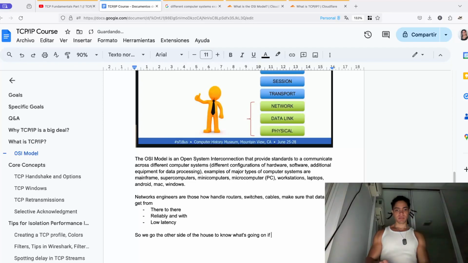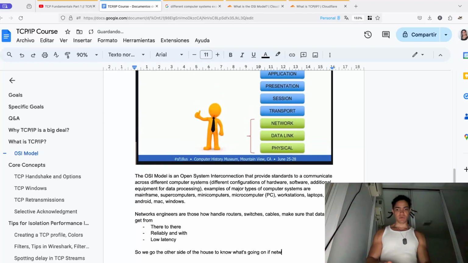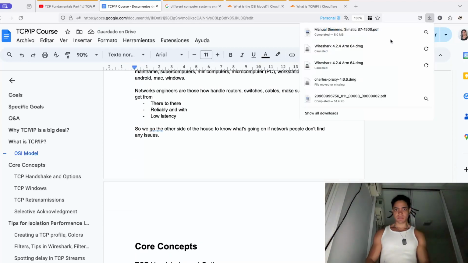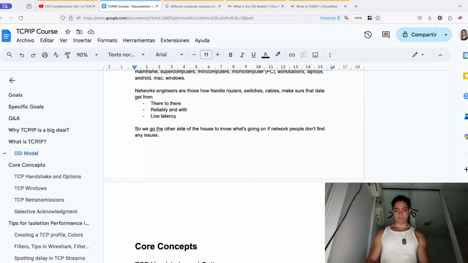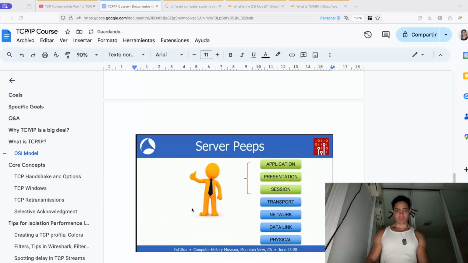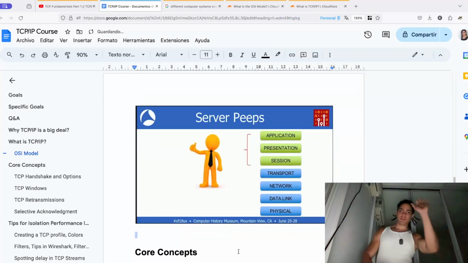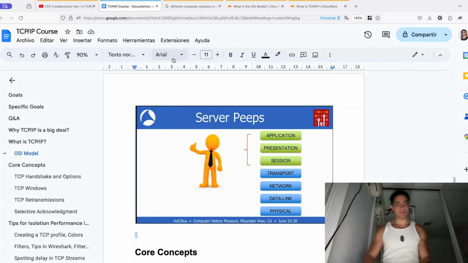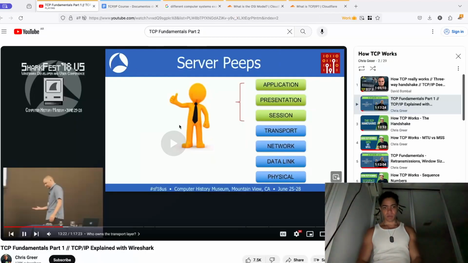If the network people don't find any issues, we go to this side, the server people. Here I am. That's the reason why I'm here, by the way. It's like, what the heck is TCP and that kind of thing.